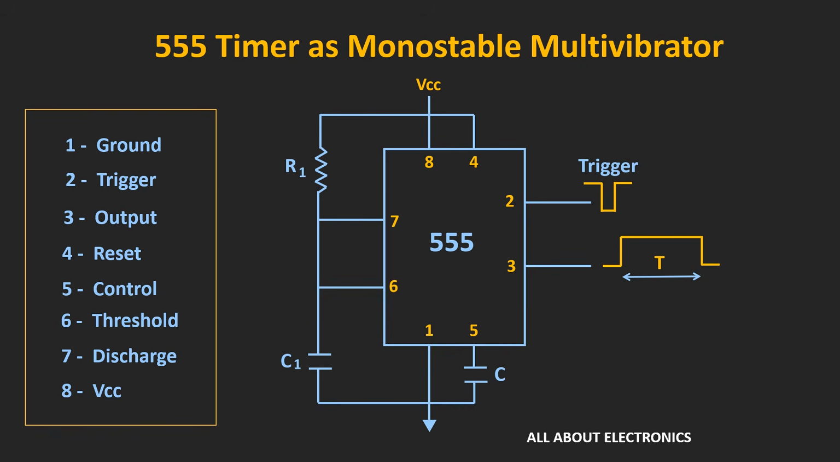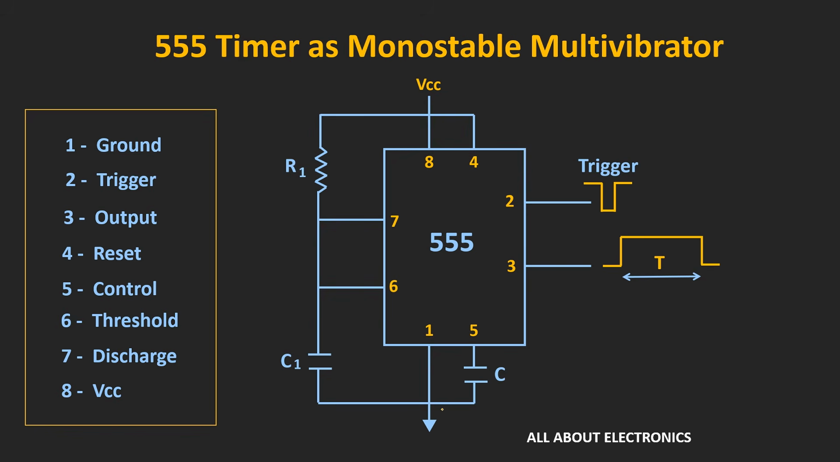So here is the circuit diagram using which we can design a monostable multivibrator using this timer IC. As you can see over here, the discharge and the threshold pins are connected together, and using the resistor R1, they are connected to the supply voltage, while using the capacitor C1, they are connected to the ground terminal.